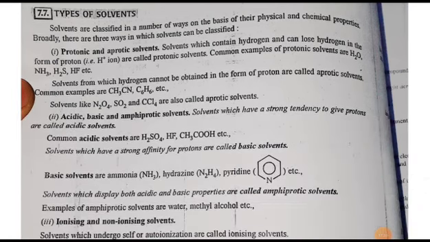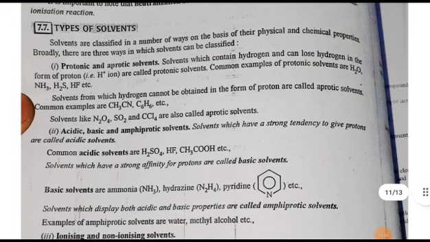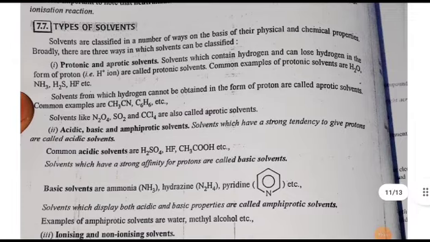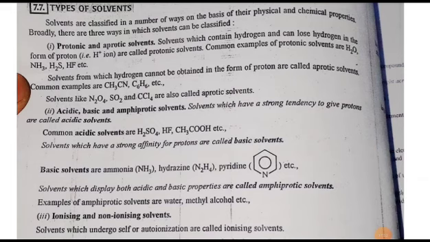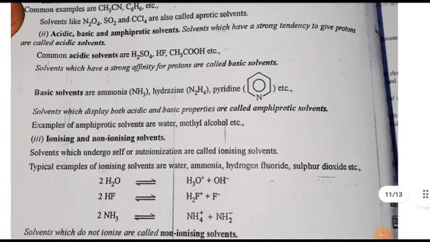Types of solvents. Solvents are classified in a number of ways on the basis of their physical and chemical properties. Broadly, there are three ways in which solvent can be classified. First, protonic and aprotic solvent. Solvents which contain hydrogen and can lose hydrogen in the form of proton are called protonic solvent. Example, NH3, H2S and HF. Solvents from which hydrogen can't be obtained in the form of proton are called aprotic solvents. Example, CH3CN, C6H6.